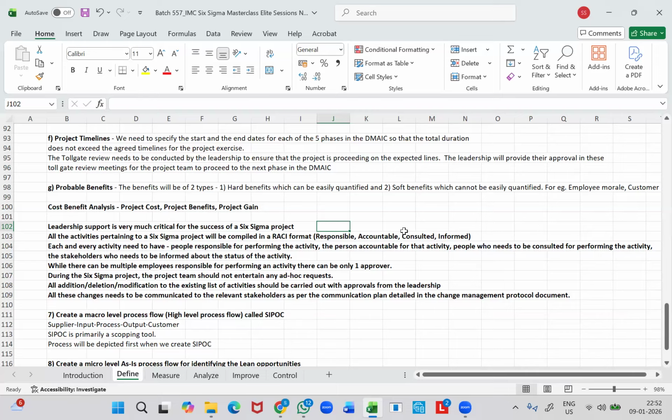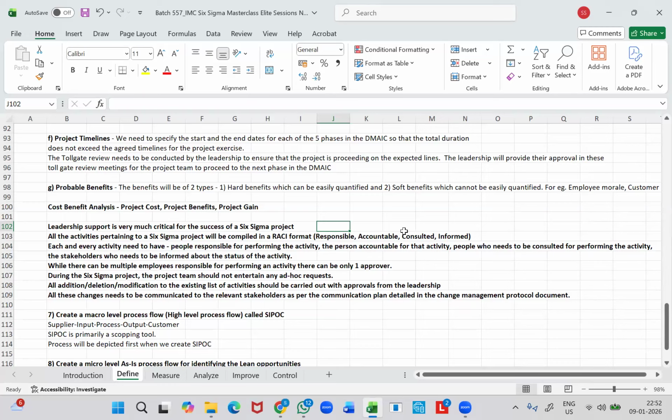Whether they like it or not is a different matter. But when the leadership support is there, the other stakeholders, like the process leads and others, would be forced to support the project team till the completion of the Six Sigma project exercise. Right? So the other stakeholder support also is equally important. But then, as I told you, the leadership support is there. Other stakeholders also would automatically support the project team.